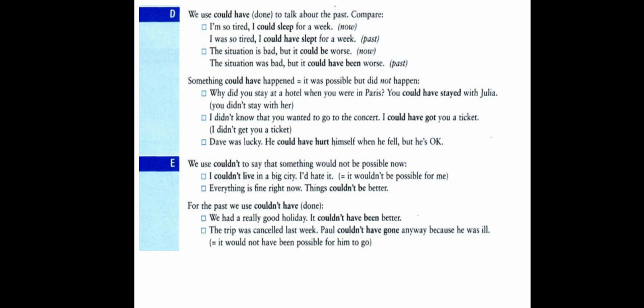The trip was cancelled last week. Paul couldn't have gone anyway because he was ill. "Was cancelled last week" indicates past. So the negative possibility becomes like this: Paul couldn't plus have plus past participle of the verb go. It becomes gone. So we say Paul couldn't have gone anyway because he was ill. It would not have been possible for him to go anyway because he was ill.